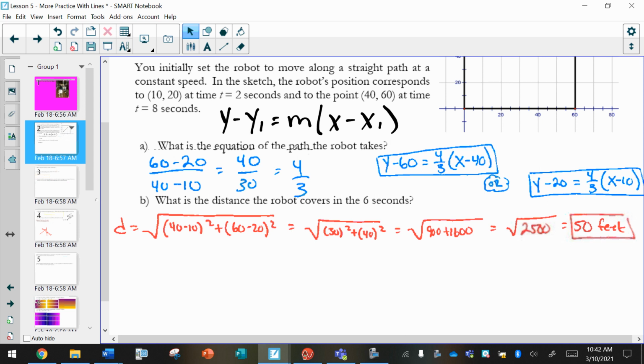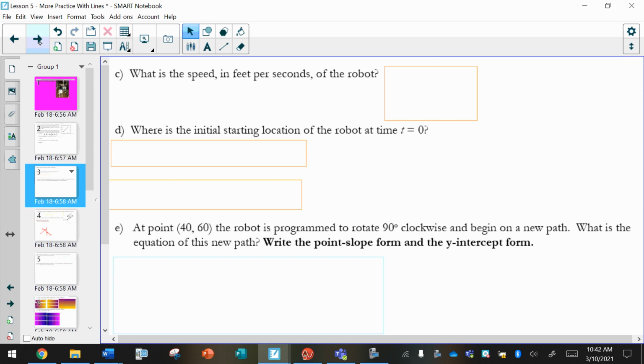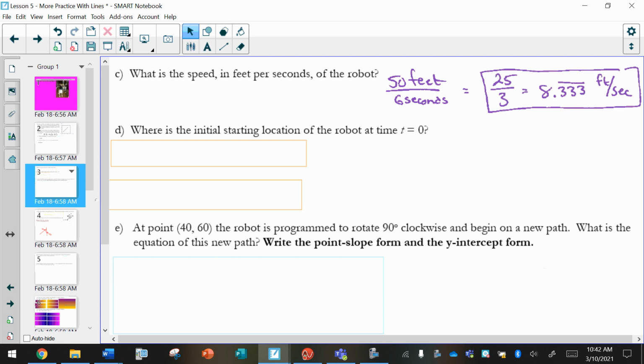If it did 50 feet in 6 seconds, what is the speed in feet per second of the robot? 50 feet in 6 seconds. So we can either simplify that to 25 over 3 or write it as a decimal 8.3 repeating, 8 1/3 feet per second. Now we know how fast the robot's moving.